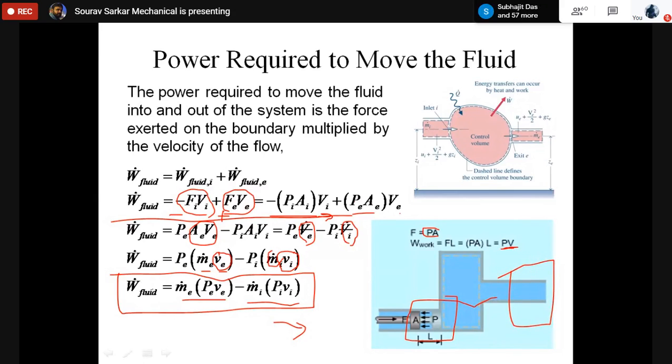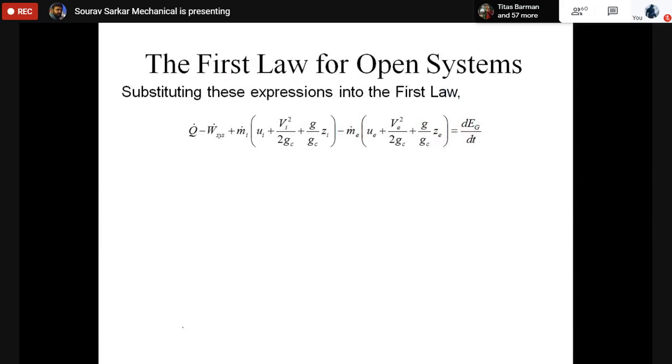So that's why this W dot fluid should be taken care of along with this W. We know the W work plus this W dot fluid is the net work. So if I take it inside the final expression.